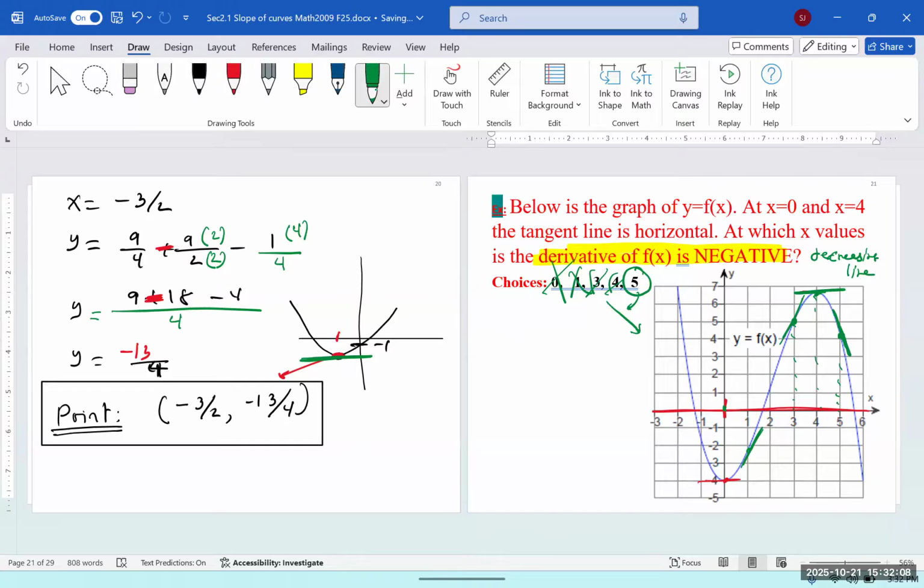So that's all you have to do. Figure out where, if you draw a line, the line is increasing. Why do you care? Because the line is not increasing, the line is decreasing, because you're looking for a negative slope.